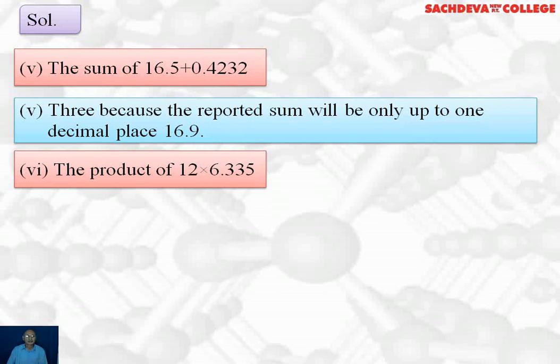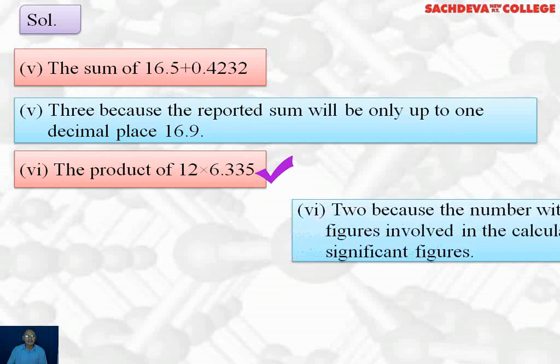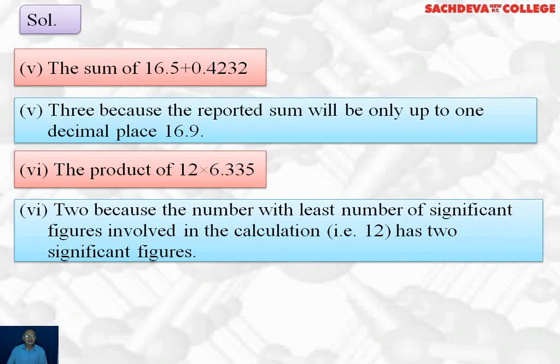The product: the same rules apply in multiplication. When you take the product of 12 into 6.335, the answer will be taken in two significant figures because the number with the least number of significant figures involved in the calculation is 12, which has two significant figures.